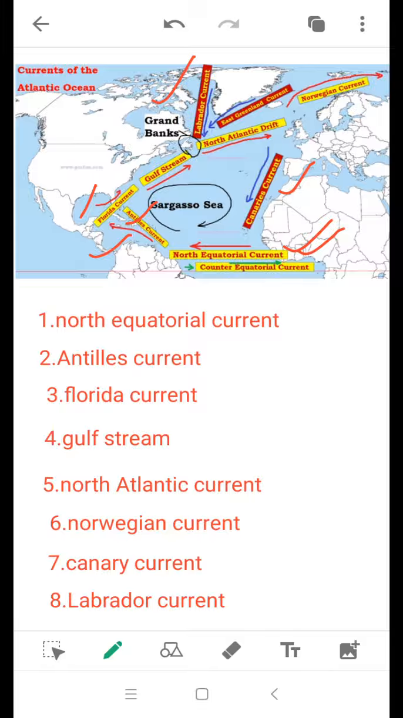The branch which goes towards Antilles is known as Antilles current. Then it enters the Caribbean Sea, and after entering into Caribbean Sea, it gets mixed up with the water of Gulf of Mexico, and then when the water moves out from the Florida coast, it is known as Florida current. Then water from Florida current goes to the Gulf Stream.